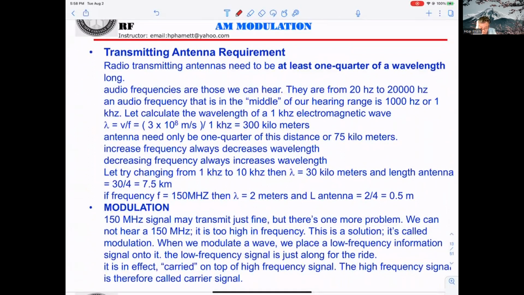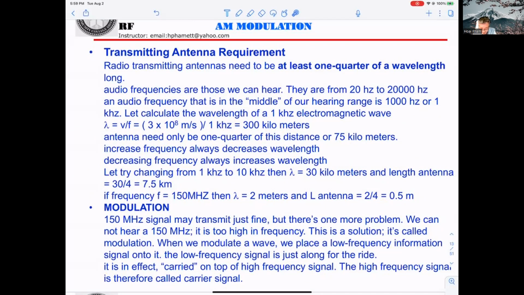A radio transmitting antenna needs to be at least 1/4 of the wavelength. Okay, radio transmitting antenna. If you want to make an antenna, then you have to understand this one.